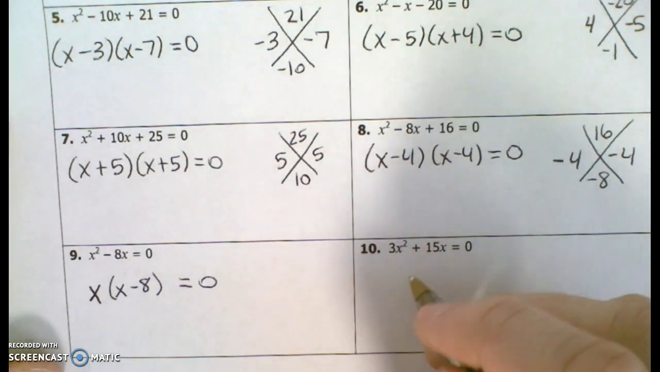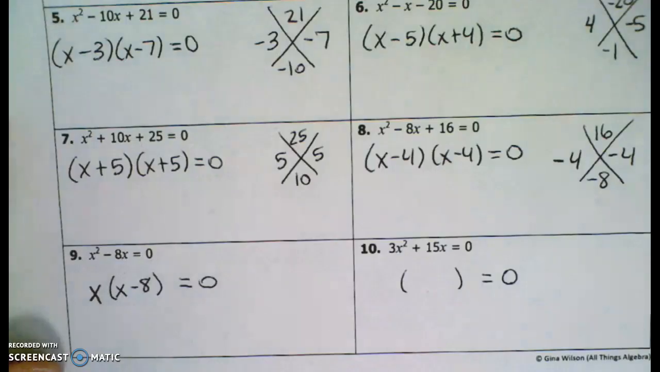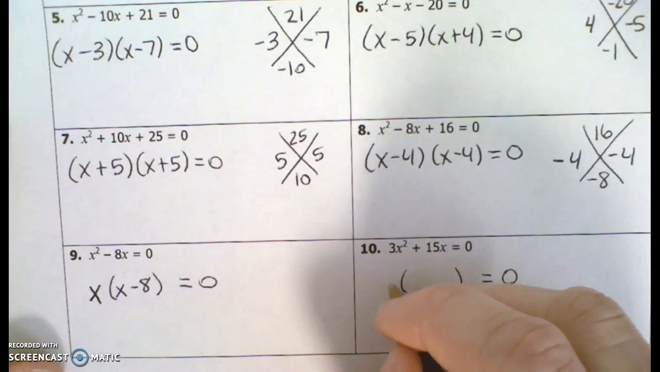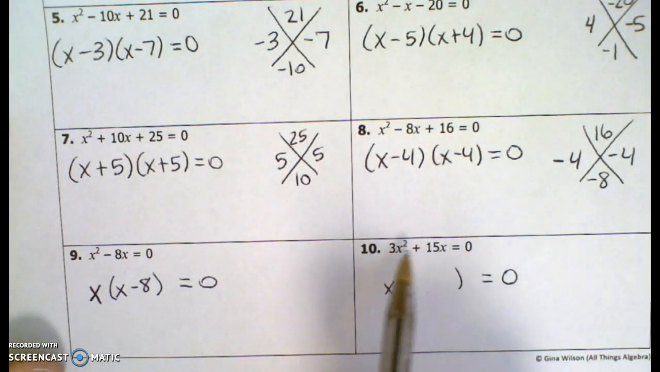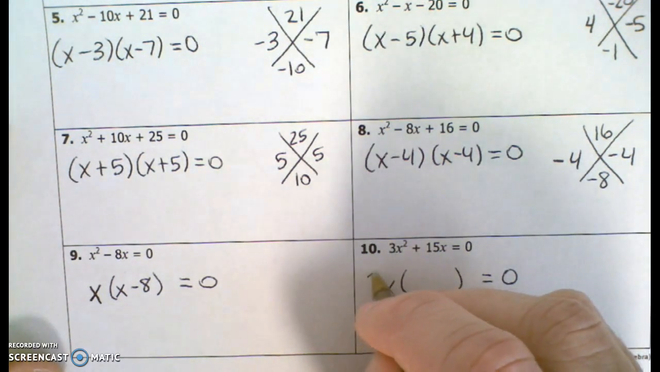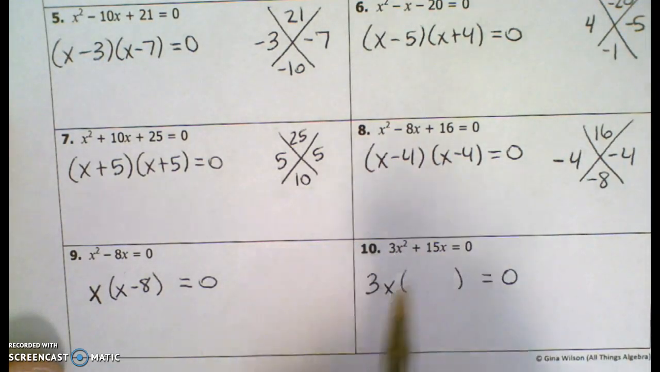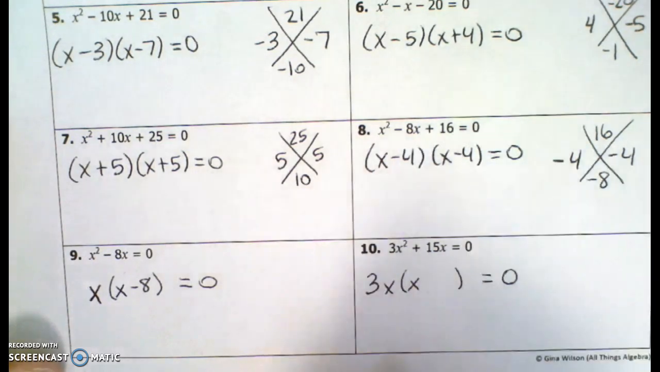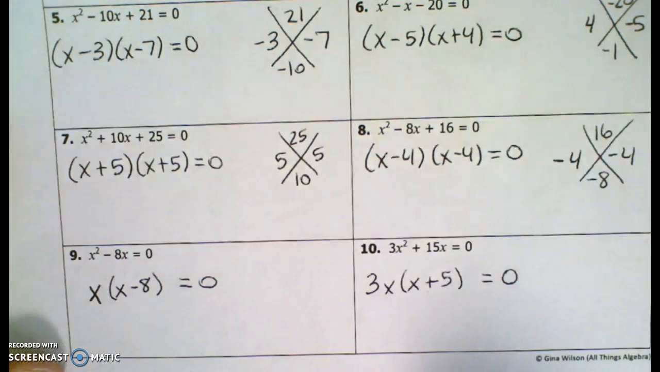So same thing for number 10. I want to pull out something that I see they have in common. So again, I see they have an x in common. But then it's more than just x, because I can divide these numbers by a common factor. And the common factor that they each have is 3. I can pull out 3 from each. So if I divide this by 3x, all that's left here is an x. And if I divide this by 3x, 15 divided by 3 is 5. So I just reverse distributed, or it's called factoring, those quadratics.